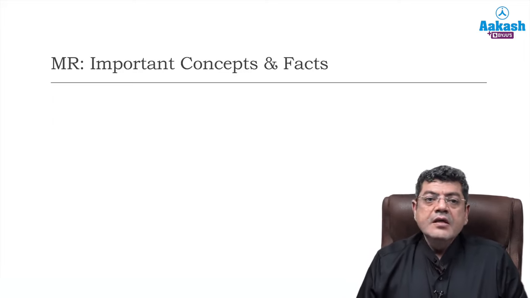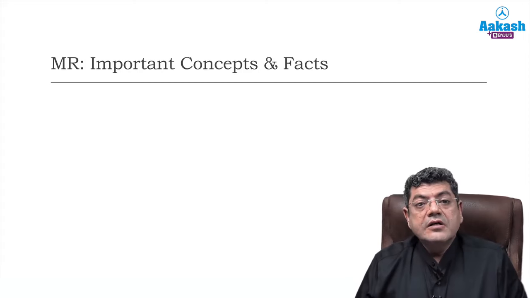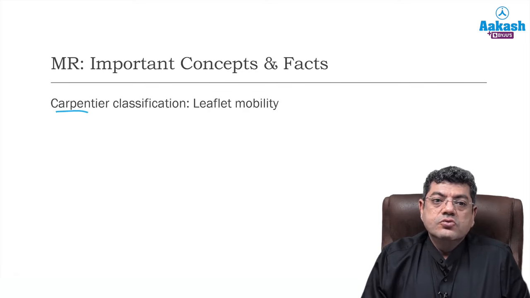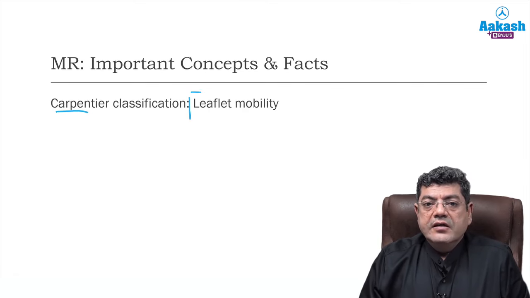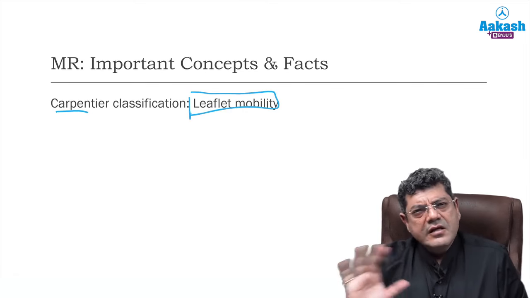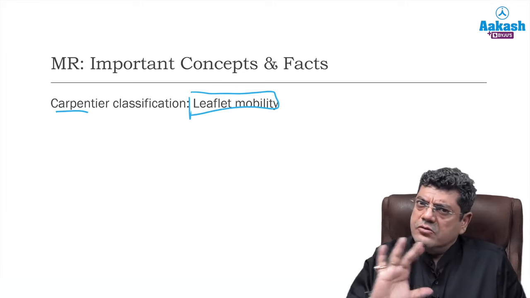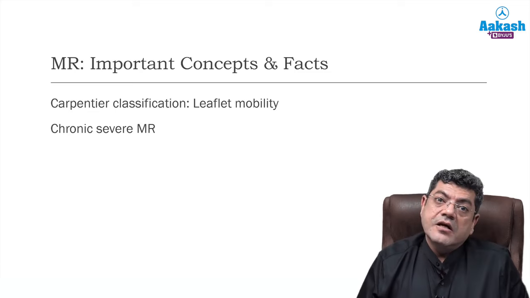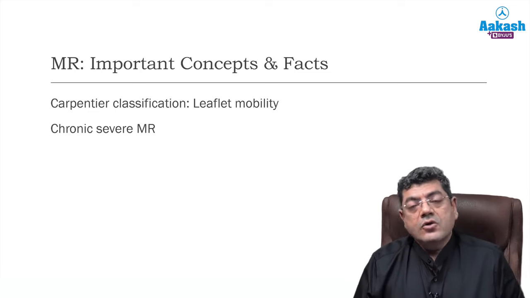Okay. Other important facts about mitral regurgitation: the Carpentier classification is used for defining leaflet mobility in MR. Just the name is enough. There are classes, but you don't need them. Then besides that, what is chronic severe MR? How do you quantify chronic severe MR?